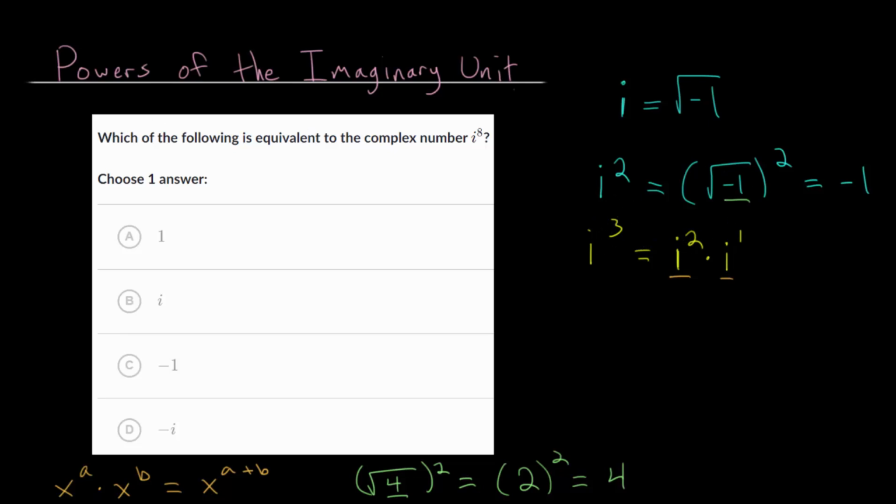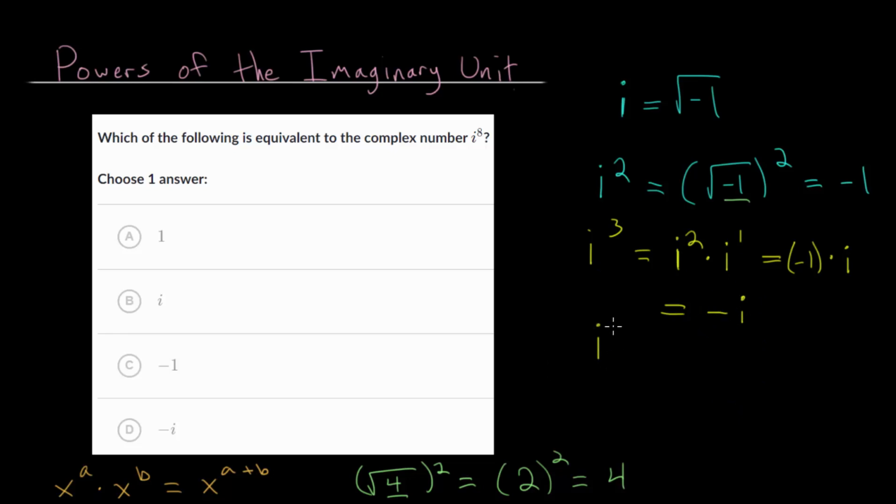Now, the reason we do this is that we know what i squared is, and we know what i is. I squared we know is -1, so let's replace that. And i, we will just leave as is. You could write it as the square root of -1, but typically we will just write it as i. So we have -1 times i, which is just -i. So i to the third power is the opposite of i.